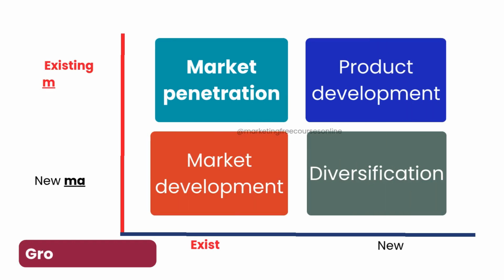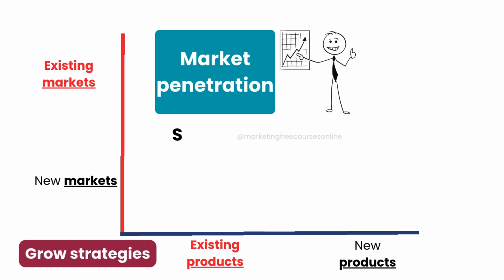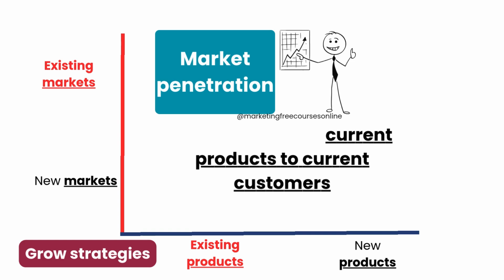Next, let's talk about growth strategies. Companies want to grow, and they use the product market expansion grid to plan. This grid shows 4 ways to grow. Market penetration. Sell more of your current products to current customers. For example, Starbucks might offer discounts to get coffee drinkers to buy more lattes.